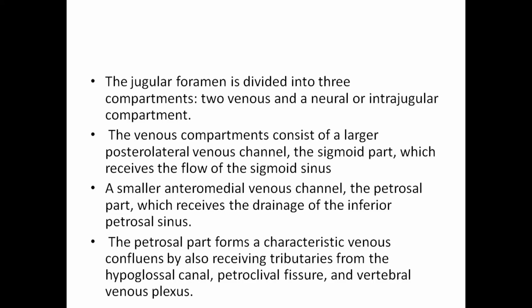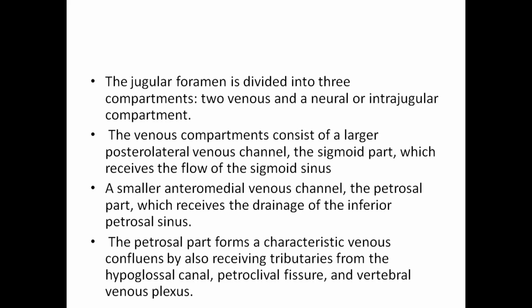It has two venous compartments and a neural or intrajugular compartment, through which three major nerves traverse. The venous compartments consist of a larger posterolateral venous channel, which is your sigmoid part, which receives the major flow from the sigmoid sinus. And we have a smaller anteromedial venous channel, which is the petrosal part, which receives the drainage of the inferior petrosal sinus. The petrosal part, however, forms a characteristic confluence of veins by also receiving tributaries from the hypoglossal canal, the petroclival fissure, and the vertebral venous plexus.